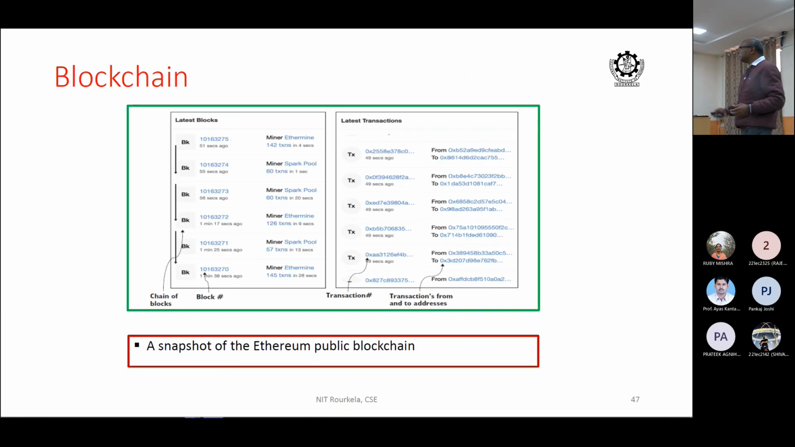So let's look at an Ethereum blockchain. Let's look at how a blockchain looks. If you look from the left hand side, these are the blocks. There is a block number. If you look at the miners, there are many miners. All miners may be mining, but the block mined by all miners is not going to be added into the blockchain. Only one will be added into the blockchain, and it has a block number.